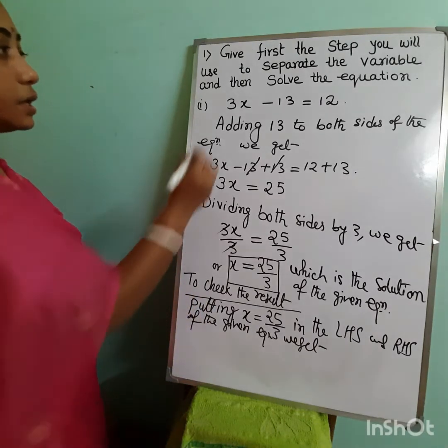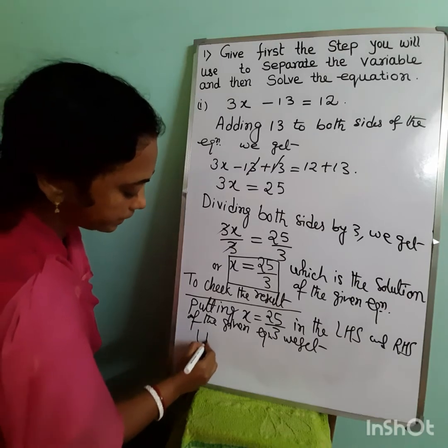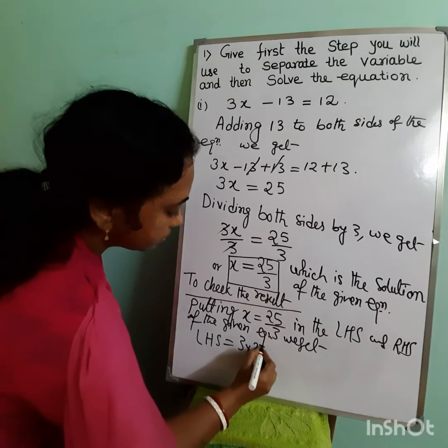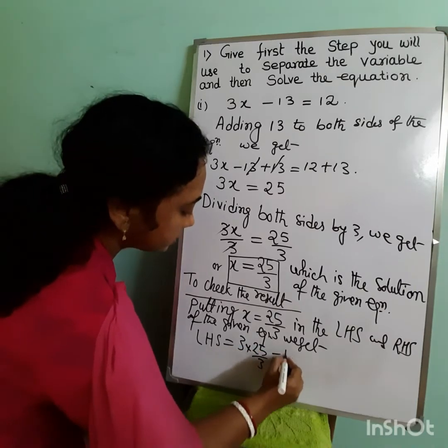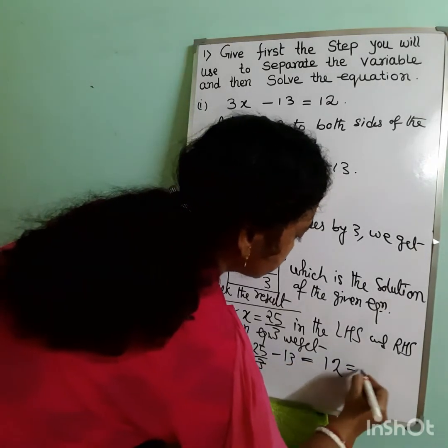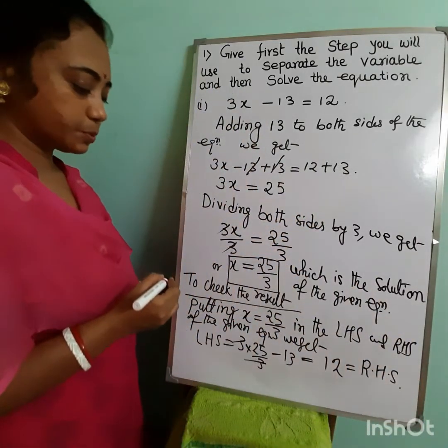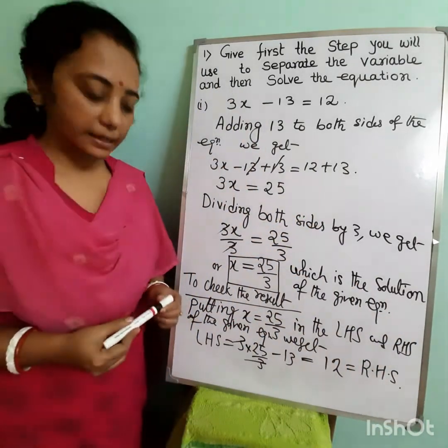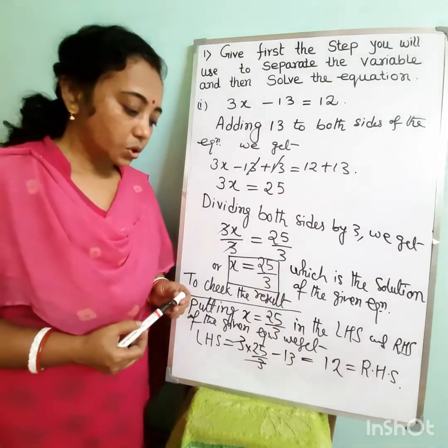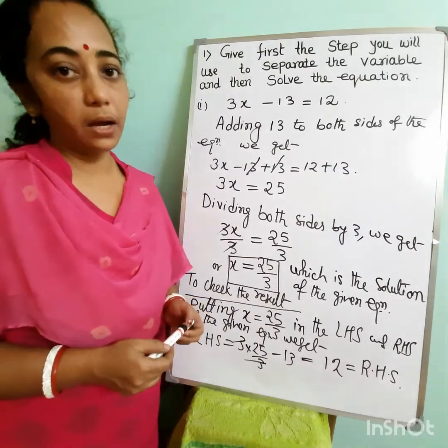So putting x equal to 25 by 3 in the left hand side and right hand side of the given equation, here the left hand side is 3x minus 13. So the left hand side is equal to, in place of x we will write 25 by 3, minus 13. So here 3 will cancel out. So 25 minus 13 means 12, which is equal to the right hand side, that is also 12. So here on the right hand side no variable is present, so we directly compare with the right hand side. Since the left hand side is equal to the right hand side, x equals 25 by 3 is the correct solution of the given equation.